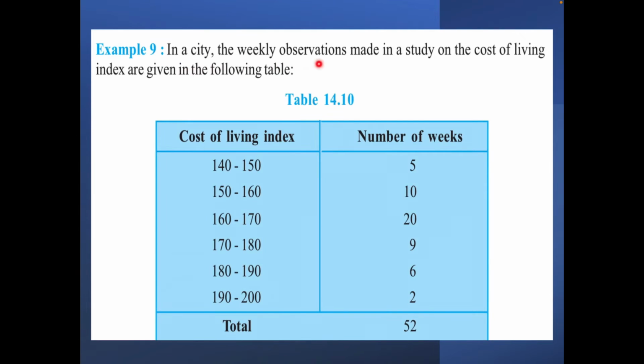In a city, the weekly observations made in a study on the cost of living index are given in the following table. This is the cost of living index, and the number of weeks, that means frequencies. As you can see, it is again continuous, meaning exclusive, so we need not change them.